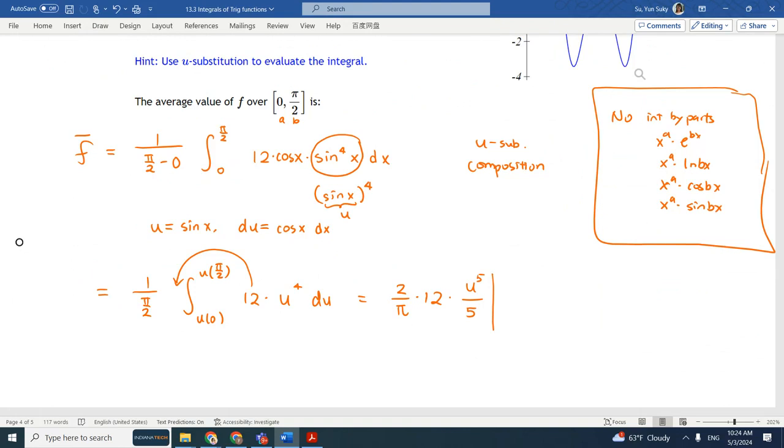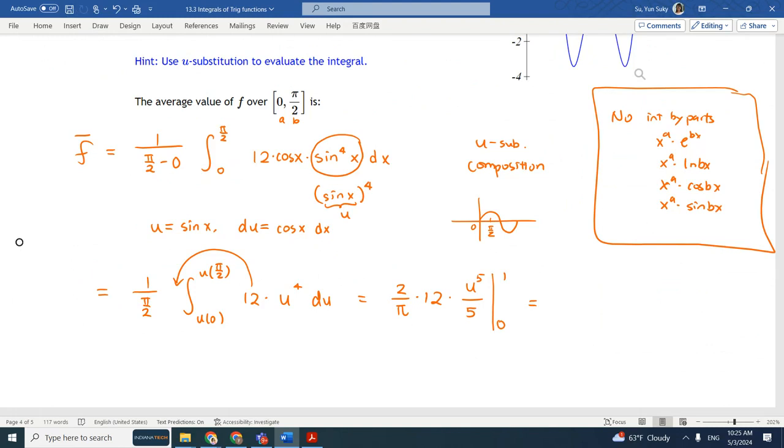You can change the x values to u values, then plug in your u. Or you can get your x back and then plug your x value in. So up to you. But here, let's see, we can plug the 0 into sine. What is sine 0? What's sine 0? Yeah, what's sine pi over 2? 1. Yes, nice. Right, everybody? Okay, they are u values. We are ready to plug in.